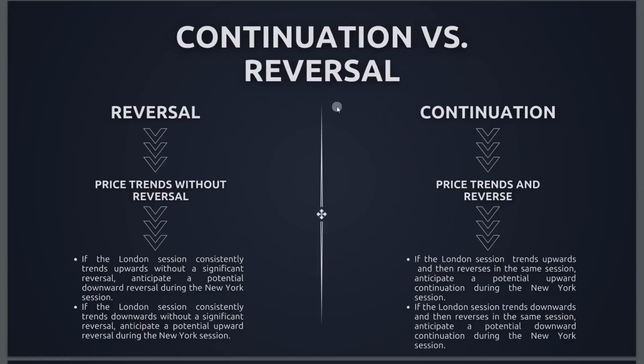However, when do we expect a continuation? It's totally the opposite. If there is already a reversal or a retracement, then we can expect a continuation. So if the London session trends upwards and then reverses in the same session, we can anticipate a potential upward continuation during the New York session. Vice versa, if the London session trends downwards and then reverses in the same session, we can anticipate a potential downward continuation during the New York session. And we can go over some examples.